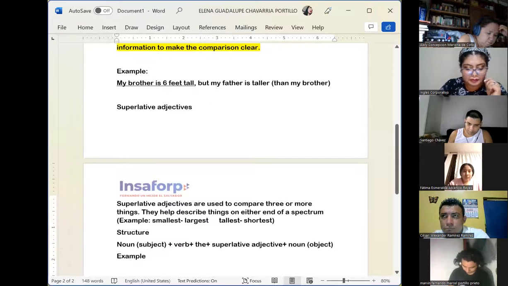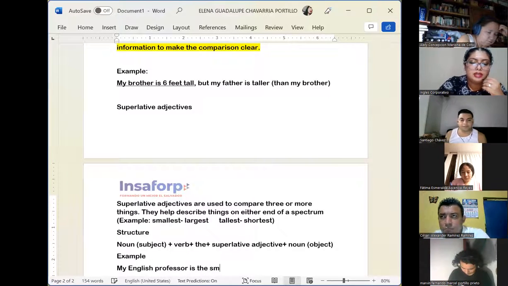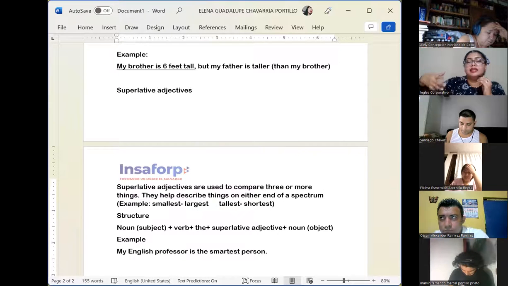And now we are going to see the example. My English professor, that is the first noun, my English professor is the smartest person. Mi profesor de inglés es la persona más inteligente. Es el más inteligente de todos. In that case, that is the function of the superlative adjectives: to say that someone or something is the best, the worst, the smallest, the smartest, or something like that.